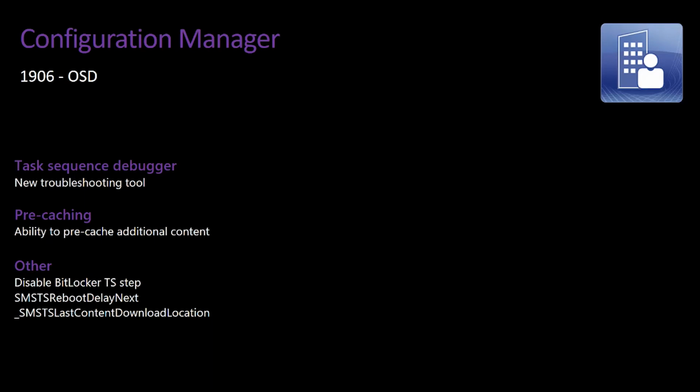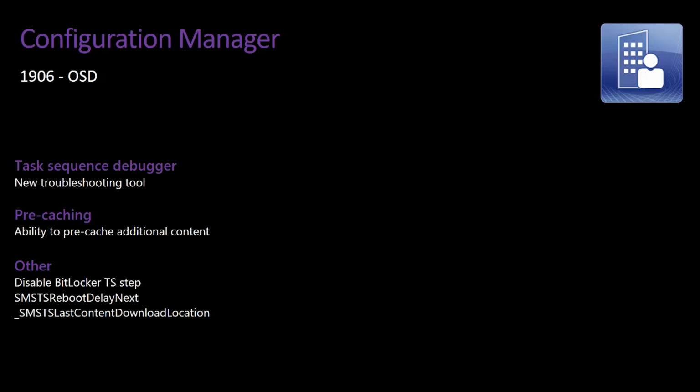So what else is new within Config Manager 1906 OSD? First and foremost, the task sequence debugger tool. This is an excellent new troubleshooting tool that will help a lot of admins out there, a lot of OSD experts. It enables you to easily view the variables that have been set within the task sequence and what the values are, etc. Got a short demo on that shortly, so the picture paints a thousand words in that scenario, I feel.